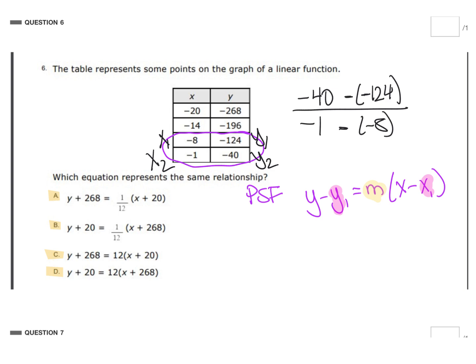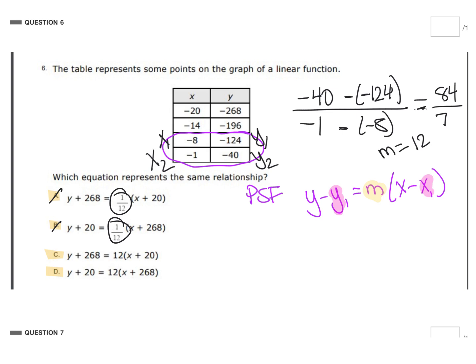So when I plug that into Desmos, I have 84 up top. And then still in Desmos, I'm going to plug in a negative 1 minus a negative 8. And I have that as a positive 7. And when I put in that 84 over that 7, Desmos has told me that that simplifies to 12. So my slope is 12. So right now, I already know I'm going to eliminate A and I'm going to eliminate B because this is telling me my slope is 1 over 12, and that's not it.